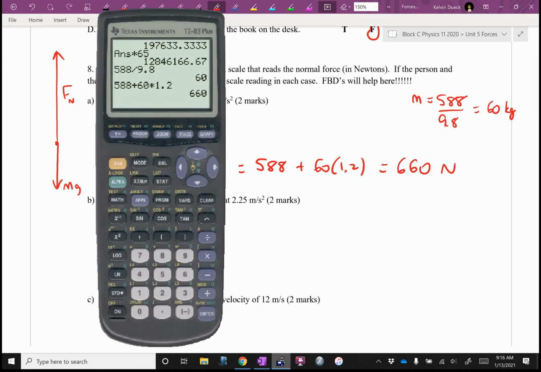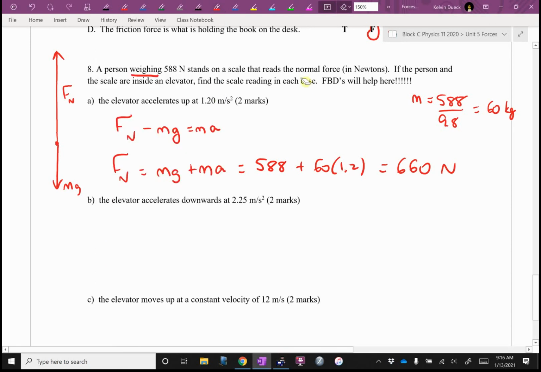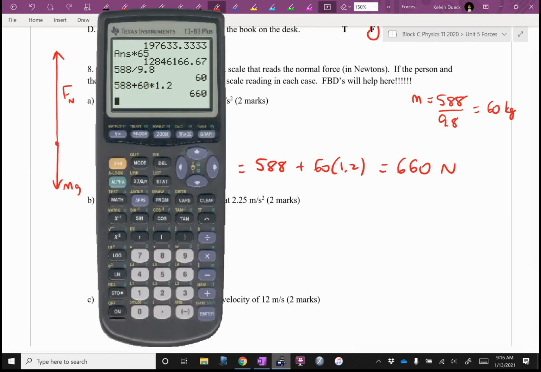I'll talk about part marks in a second, but what if instead I had asked you to tell me what the scale was reading in kilograms? In other words, what if it was a scale that didn't read in newtons? What if it was a scale that read in kilograms? How can I convert a newton to what a scale would say in kilograms? Divided by 9.8. This person, if it was a kilogram scale, would be saying that they had a mass of 67.3 kilograms. They would feel heavier.